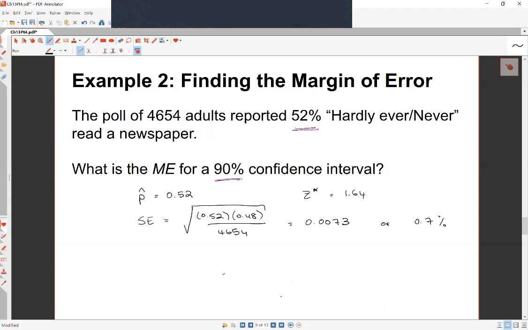So our margin of error is going to be 2 times the standard error, in this case 2 times 0.7%. So our margin of error here is 1.4%. And we will do some more margin of error examples in our live Zoom session tomorrow.